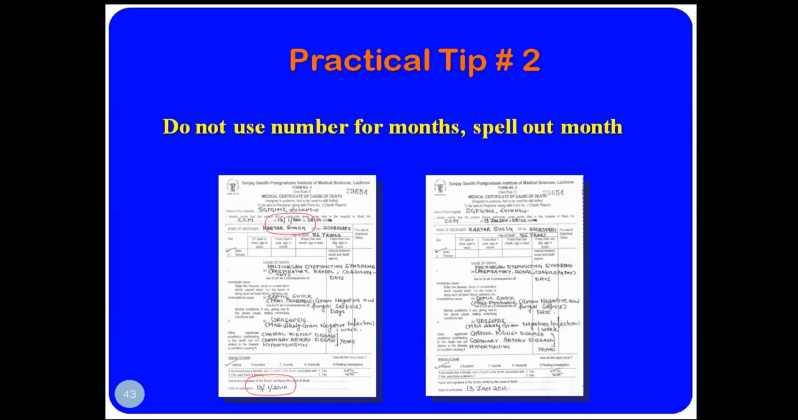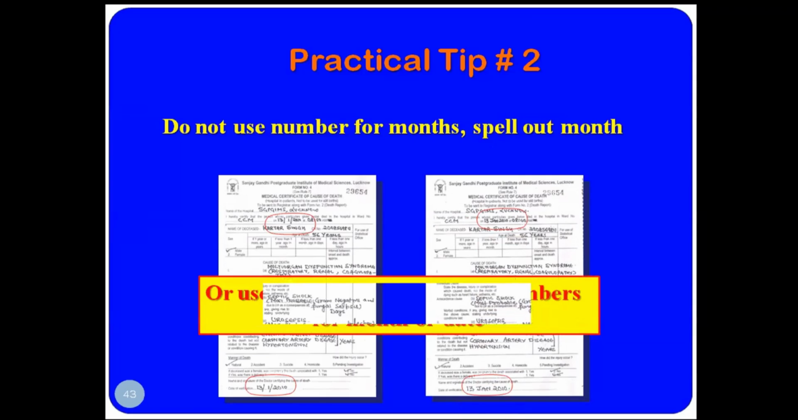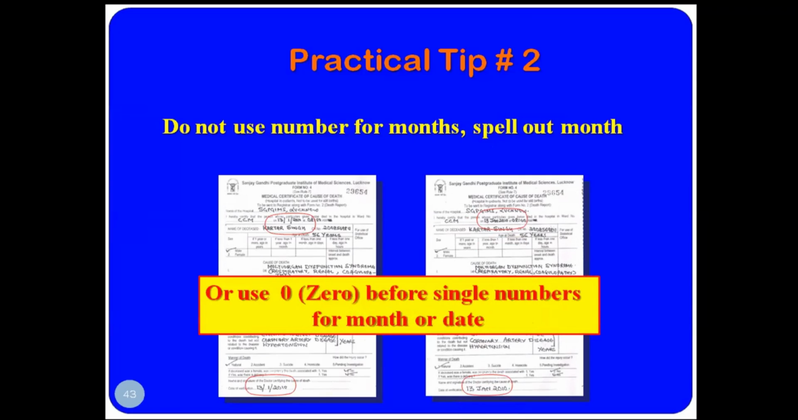So this is the proper way. Always spell out the month. Or if you have to use a single number for the month, suppose January 1, you write it 01.